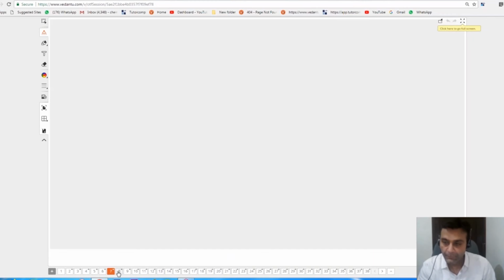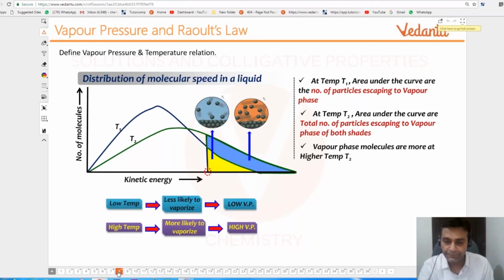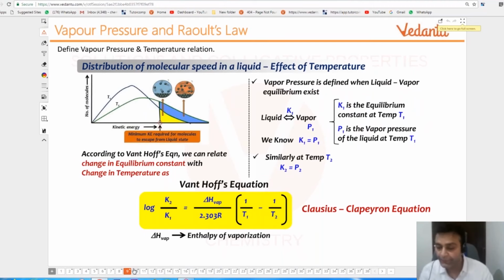It's very easy. Now, just go through this graph. This is the minimum kinetic energy for escaping into vapors. And in this red-yellow shade, fewer particles are there to evaporate. But at a high temperature T2, the area under the graph becomes double or triple. Then more and more particles are evaporating and the vapor pressure is more. Now I'll discuss which quantity related to the vapor pressure will increase here.